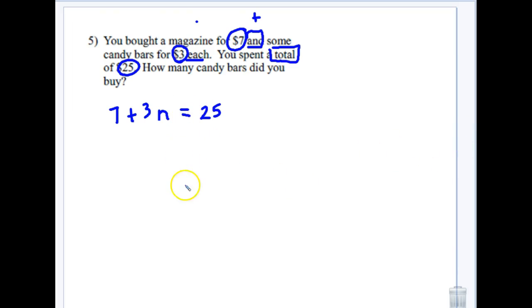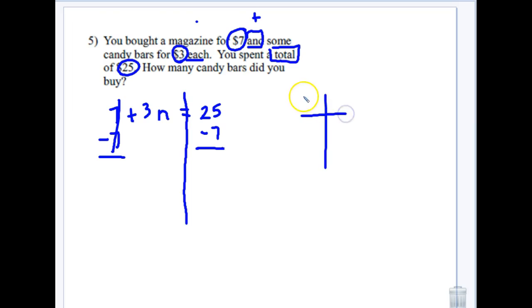All right, so we're going to solve this. What do I need to do first? You want the 3n by itself, so you're going to subtract 7. This is a positive, so I want to add the opposite, or subtract 7 from both sides. If I use the column method, this is 25 and this is 7. So I'm going to subtract 7 from this, right? And that gives me 18, a positive. So it's going to equal 18.